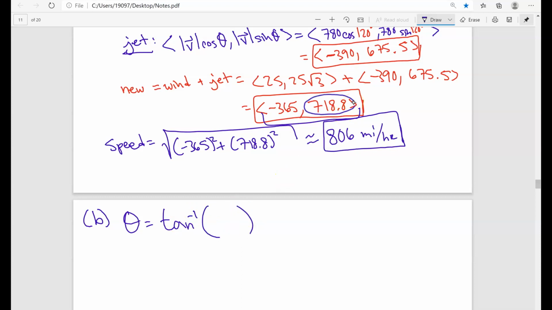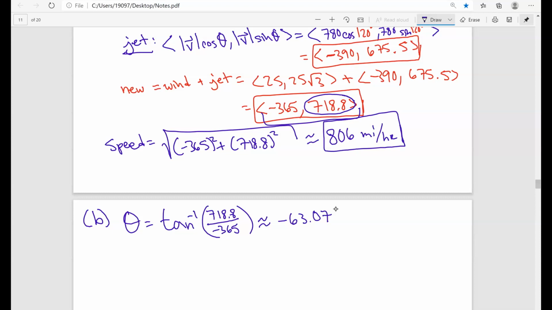So this guy is my y. It's 718.8 divided by negative 365. And when you get that, you're going to get negative 63.07. Okay, now this does not sound right at all. So we have to try to figure out how I came up with that solution.